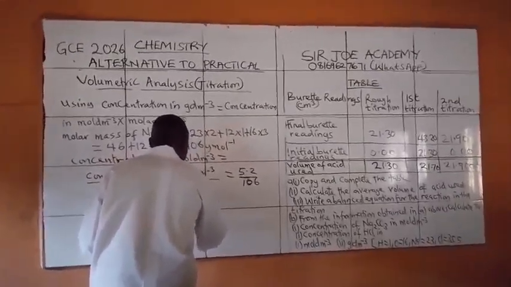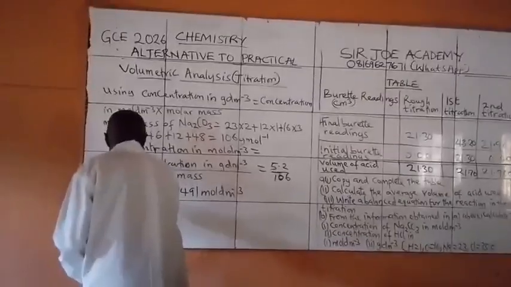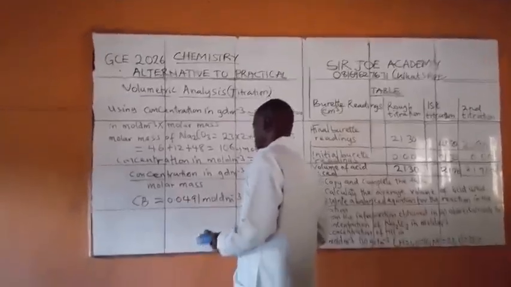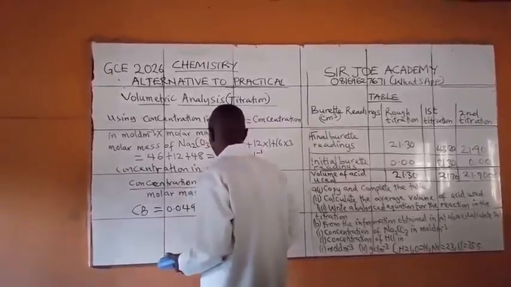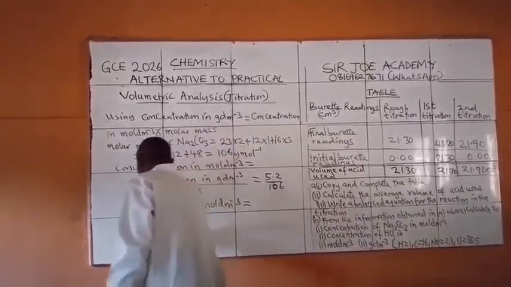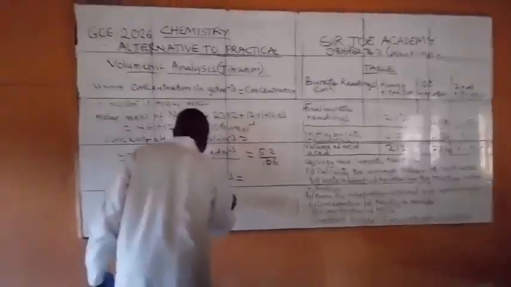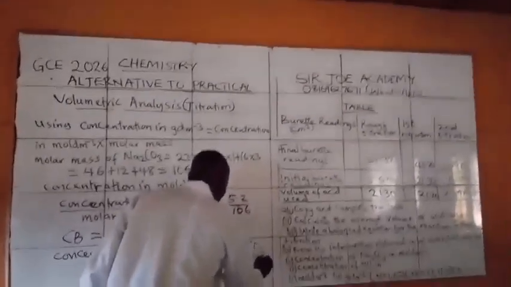Mole per dm cube. So this is C. We call this CB. That is the concentration in mole per dm cube of the base, and the base is sodium carbonate. So you can express it further by saying that this is equal to the concentration in mole per dm cube of Na2CO3.